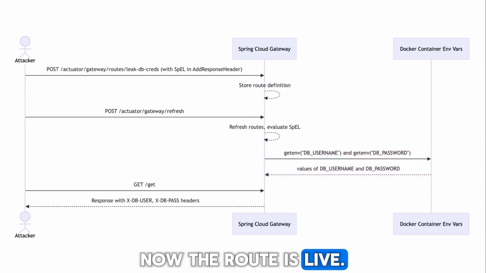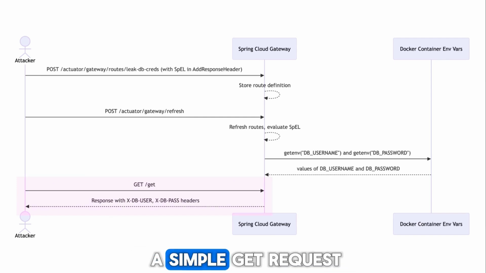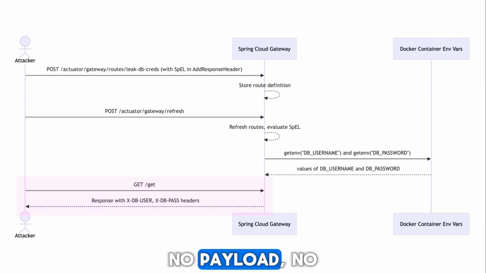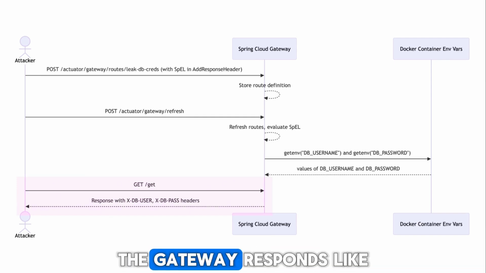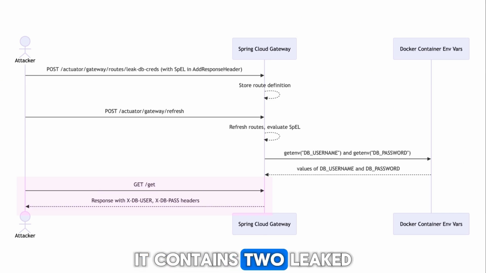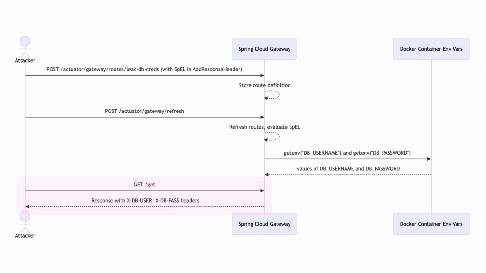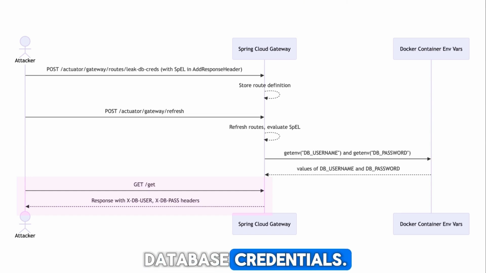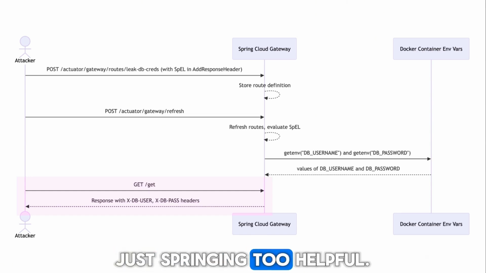Now the route is live. The attacker then sends a simple GET request. No payload, no hacking tools. The gateway responds like any other route, except this time it contains two leaked secrets in response headers. And just like that, the attacker has your database credentials. No shell, no brute force, just Spring being too helpful.